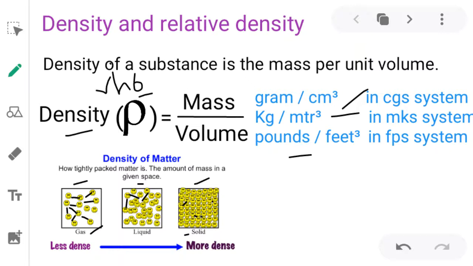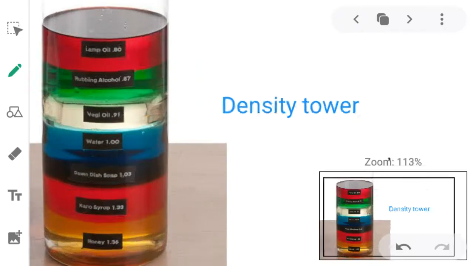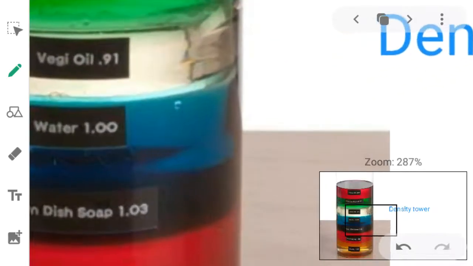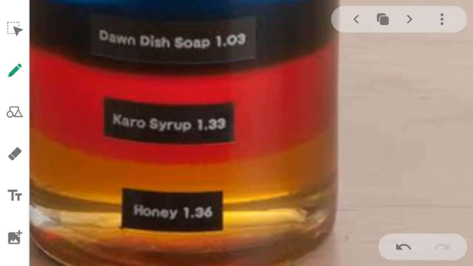They are low density, medium density, and high density substances. Next, coming to relative density. Before coming to relative density, we can explain easily how the materials will pack on one another according to the density. You may observe in the diagram the highest density material. In this diagram, it is a density tower. It is called a density tower.